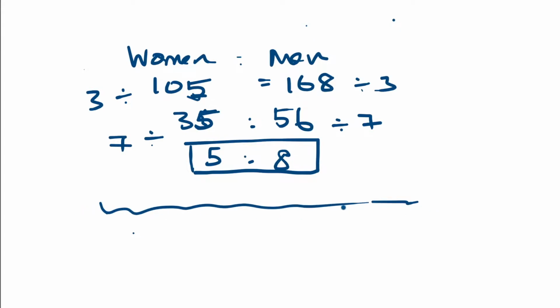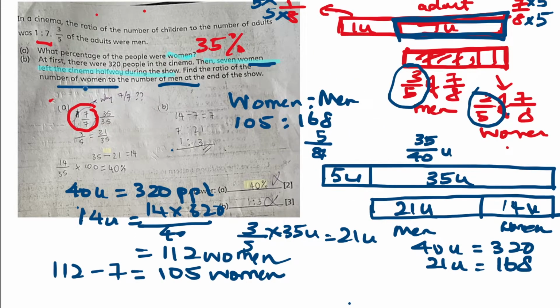The ratio of the woman to man will be, you can actually refer back to this question, find the ratio, then you just write the ratio of the number of women to man at the end of the show is that. You have to write the sentence.